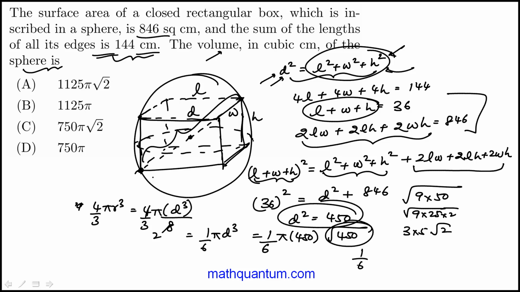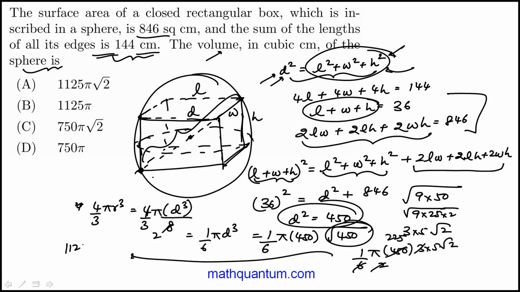So that's 1/6 pi times 450 times 3 times 5 root 2. Simplify 225. So I just have to do 225 times 5. Again, you can either do it by hand. I get 1125. So this whole thing simplifies to 1125 pi, and don't forget the root 2. And that's the same as answer choice A.